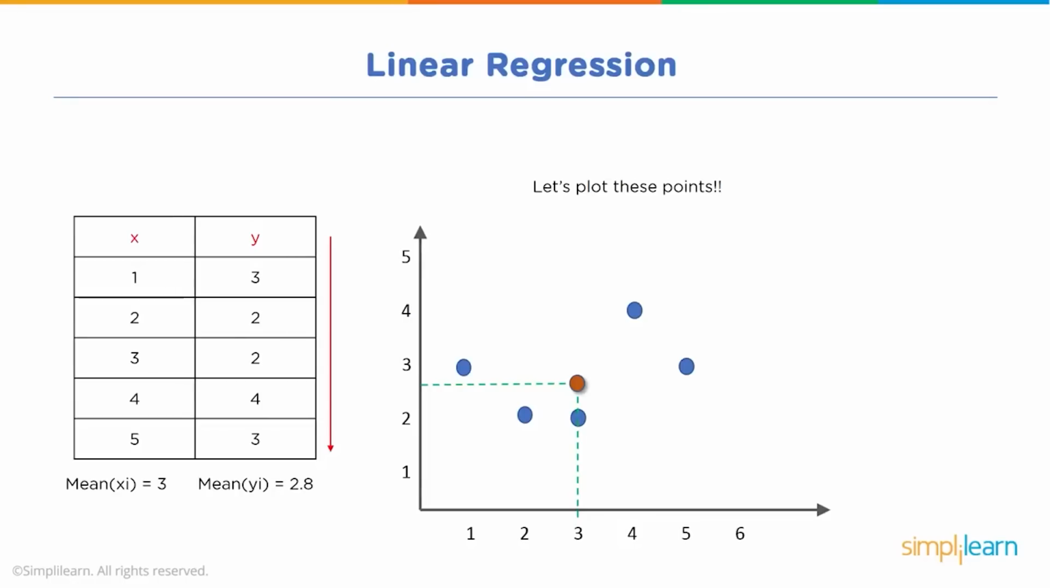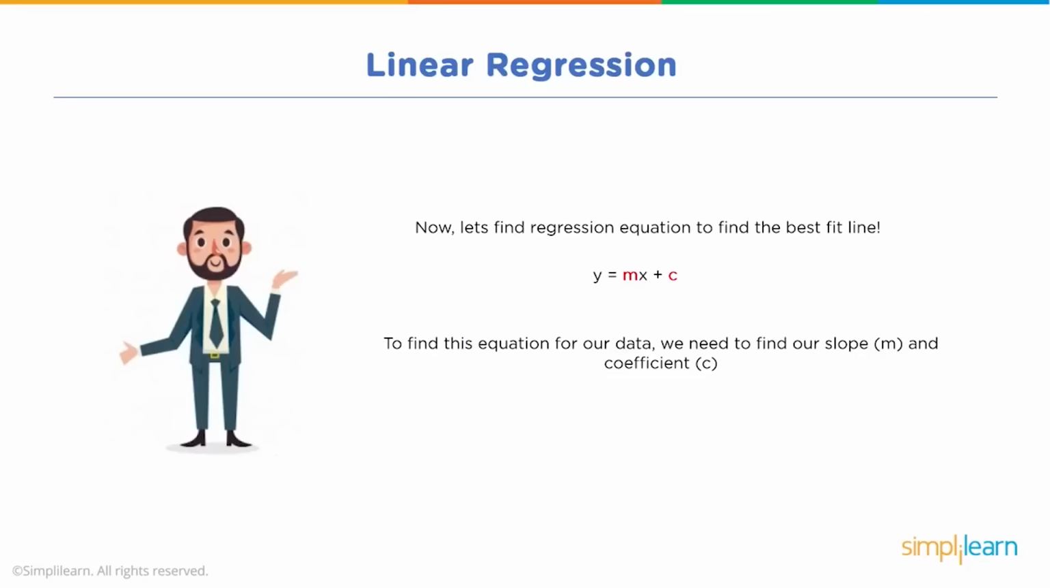And when we plot that, you'll see that we can put in the y equals 2.8 and the x equals 3 on our graph. We gave it a little different color so you could sort it out, with dashed lines on it. And it's important to note that the linear regression model should go through that dot. Now let's find our regression equation to find the best fit line. Remember, we take our y equals mx plus c, so we're looking for m and c.